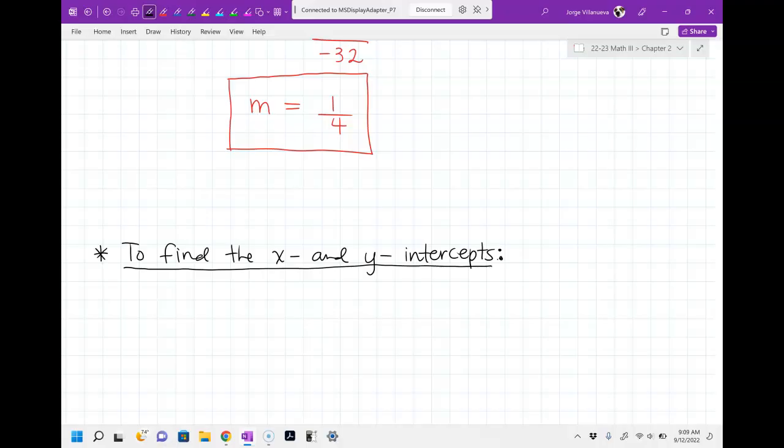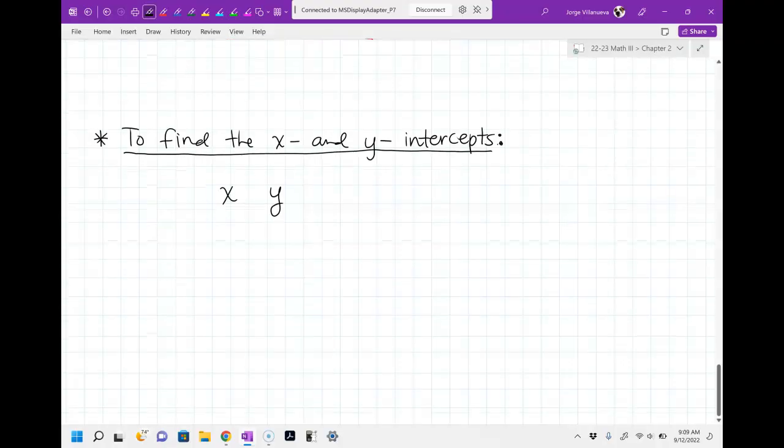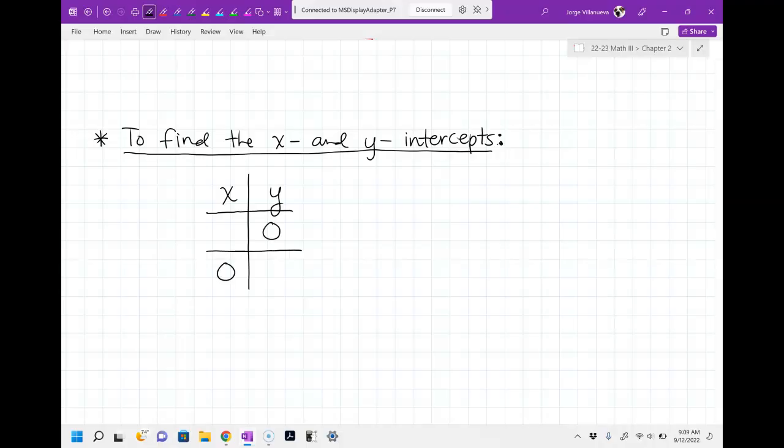You're going to make a T-table or a T-chart. I'm not sure what your other teachers used to call them. I just call them tables. And you're going to do a diagonal set of zeros. Just like that. And basically what you're doing is you're going to plug in 0 for Y the first time. And this is going to find your X-intercept. Okay? When you plug in a 0 for Y and you solve the equation, you'll find your X-intercept.